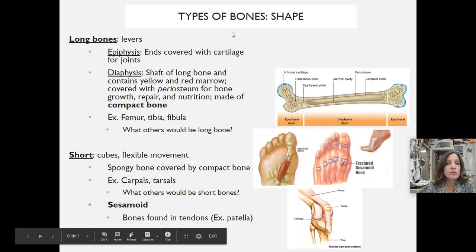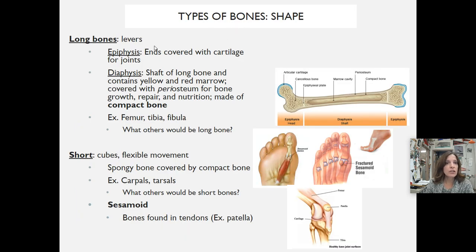Okay, so bones are also categorized in terms of their shape. So there are long bones, which are like levers. And those are some tricky words. This is called the epiphysis, and that's the ends of long bones. So that would be this part, the epiphysis, and then the diaphysis, which is the long part of the long bone.